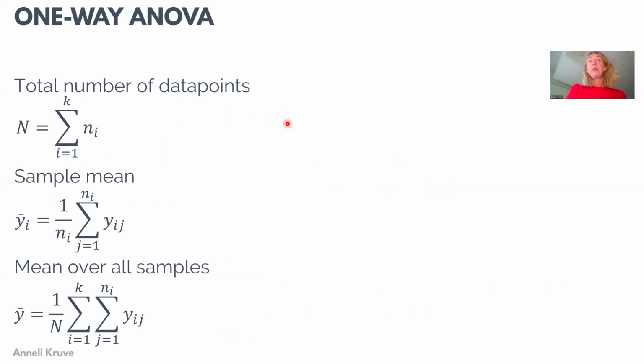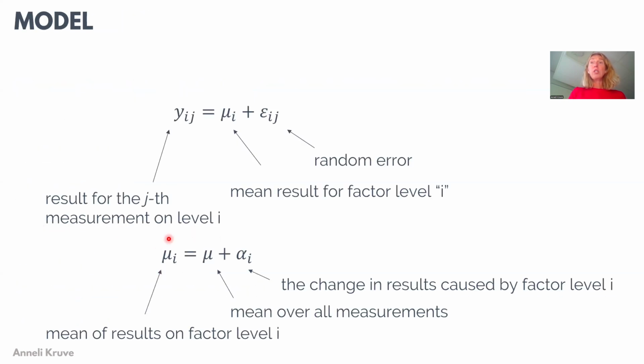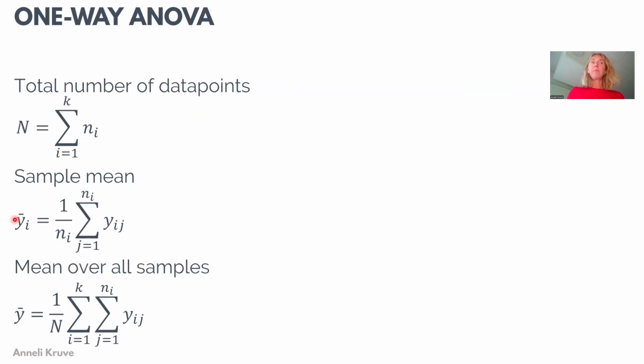We first need to know how many data points we have. This is basically how many measurements across all of the factor levels we have done. We also need to calculate the mean for each factor level. So this is a point estimate of the mean. This is similar to the mu i, where the mu i indicates the true mean for a specific factor level, while in reality we have a limited number of measurements and we don't get access to the true mean, but we have a point estimate of the mean. So that's why we are denoting it with the y and a hat on top.